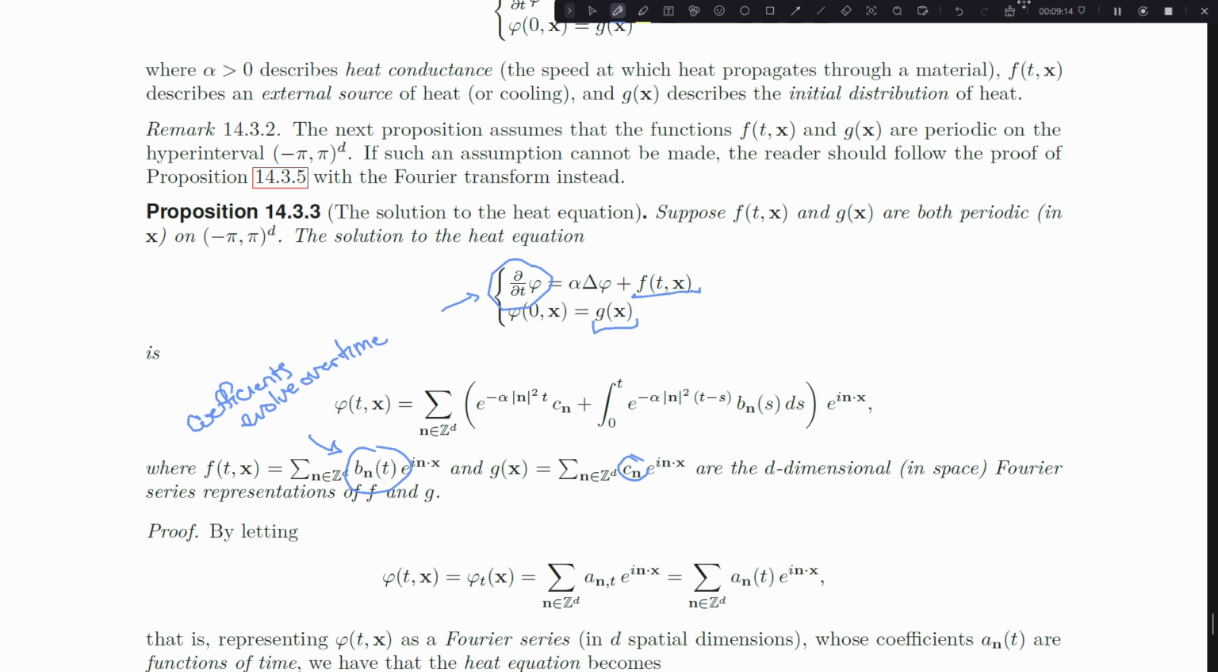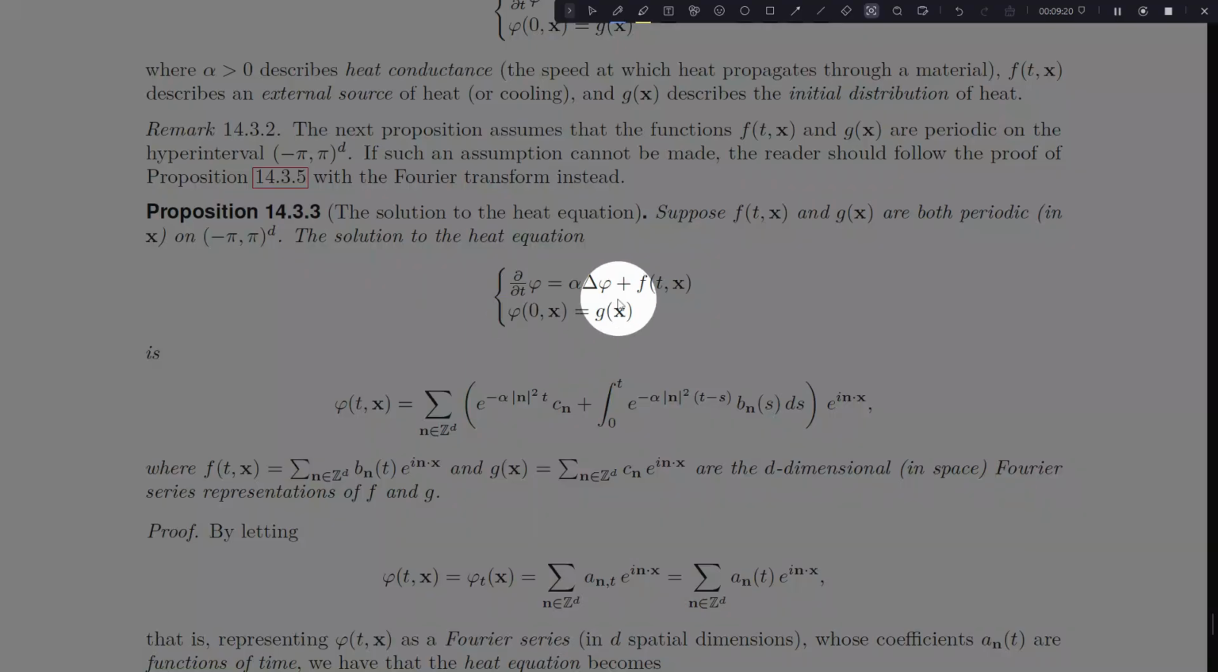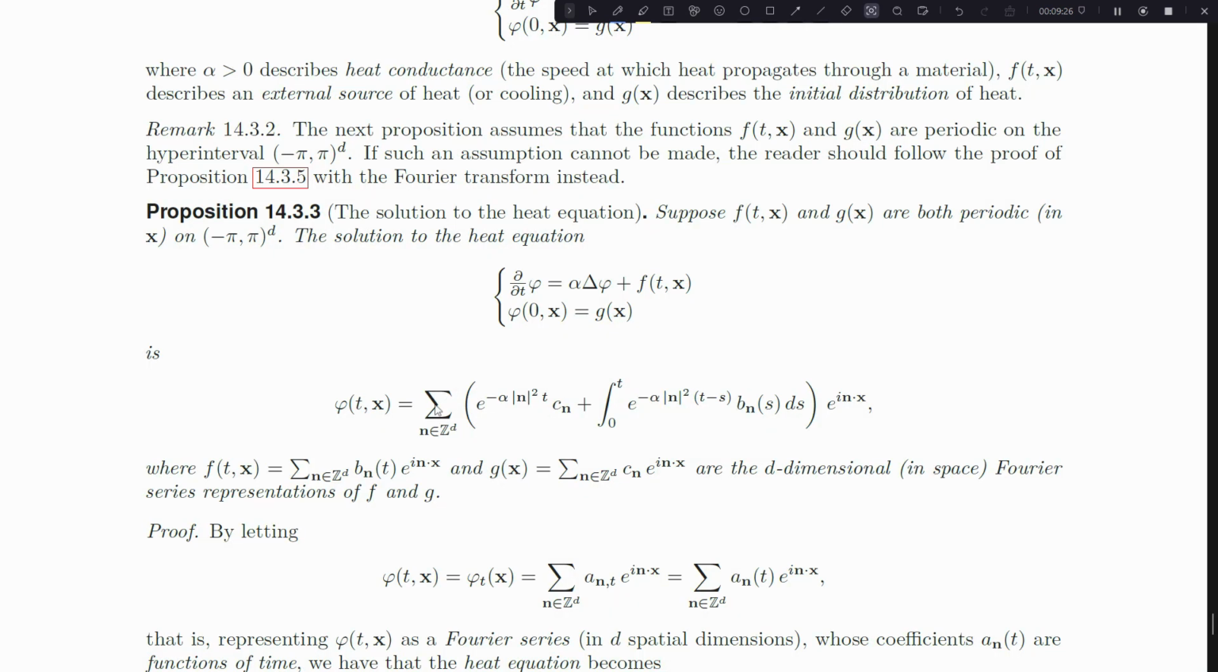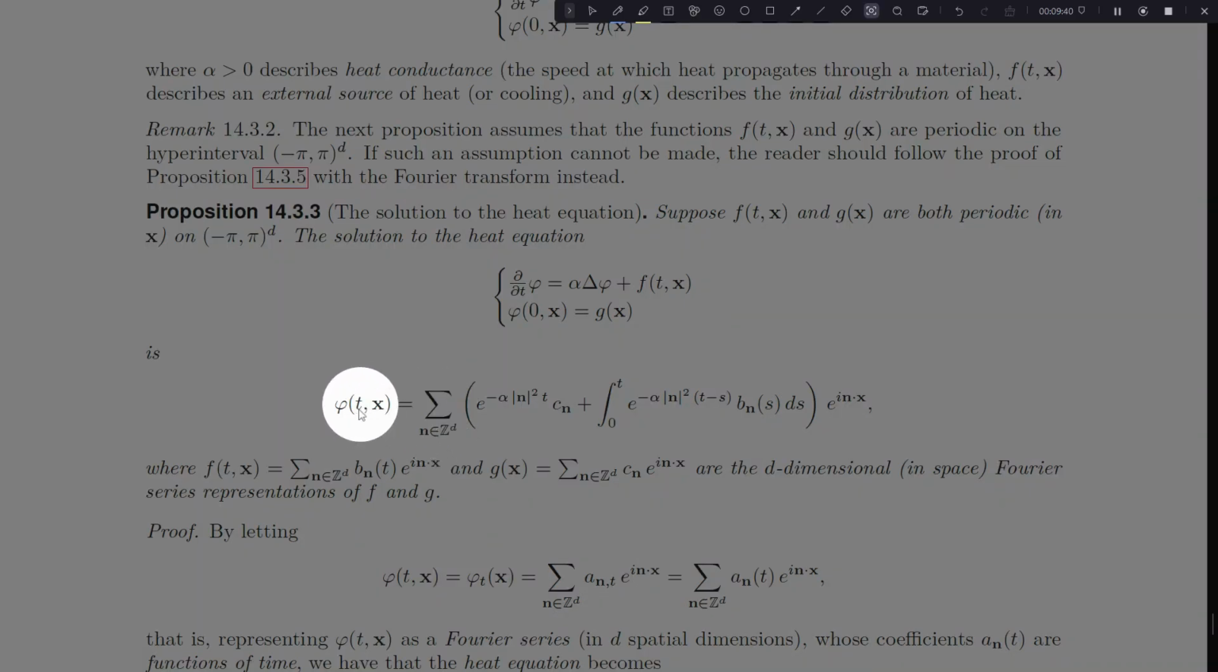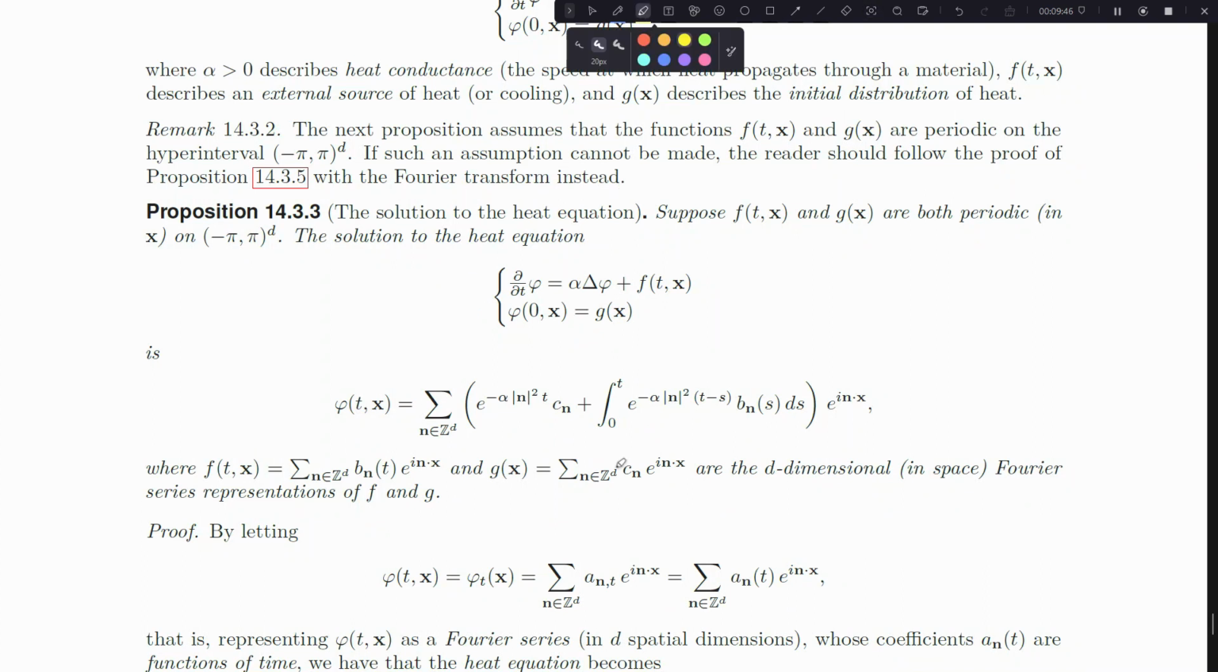But what we get is we immediately get the solution from here. The solution to this heat equation is a Fourier series. So I have a Fourier series on phi, and it's a d-dimensional Fourier series. This is a slight generalization, and that's why I'm not assigning any homework problems from this because we haven't really talked about the d-dimensional Fourier series. But what I have is a d-dimensional Fourier series for phi, and the coefficients evolve like the following. So I take the coefficients from g, my initial heat distribution. Those coefficients exponentially decay at a rate of alpha.